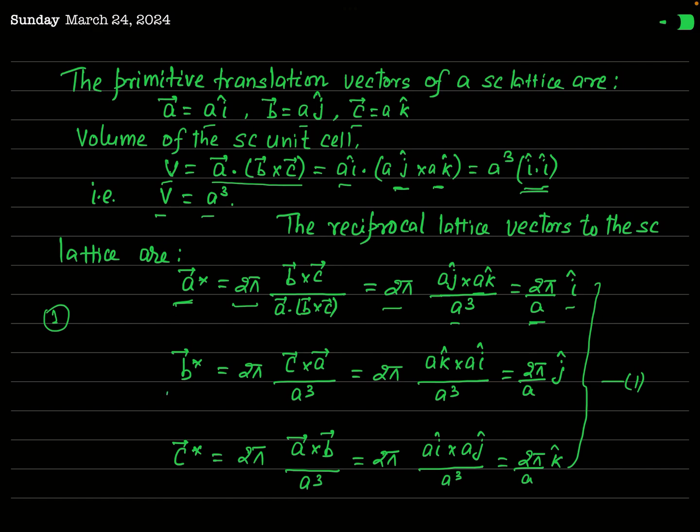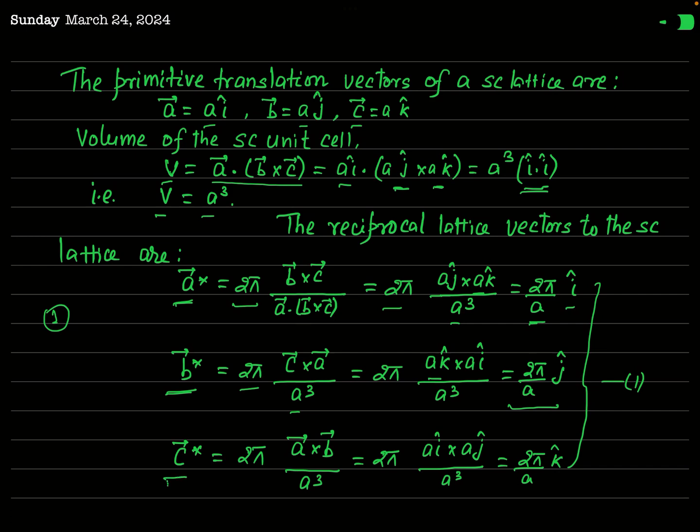Now you can find the value of B star. According to the definition, B star is given by 2 pi times C cross A over A dot B cross C. But A dot B cross C is simply equal to A cube. C is AK and A is AI, so this will be A square K cross I. But K cross I is equal to J, and A square will cancel out. Then again our result will be 2 pi over A J.